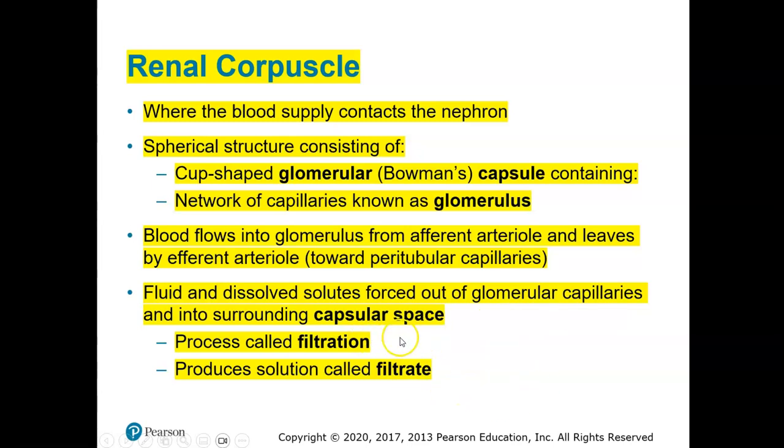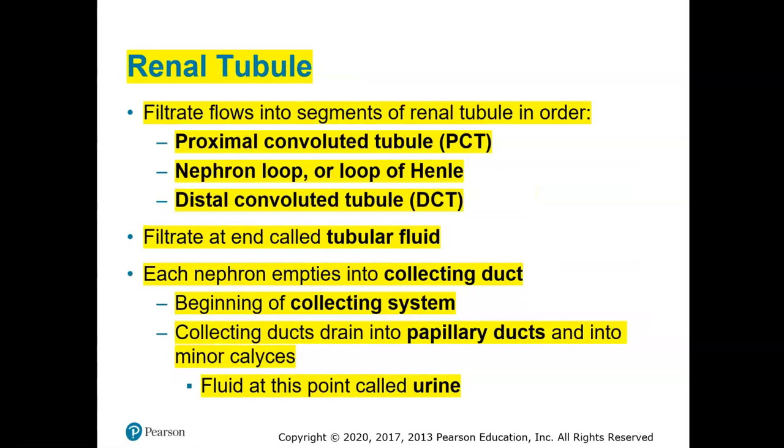The only other thing I just want to say is the process that occurs in the renal corpuscle is called filtration. And the fluid that's produced that collects in the glomerular capsule is called filtrate. It's not called urine yet because it's not been concentrated enough and it's not been adjusted. It's just called filtrate. Now, the filtrate flows into the renal tubule, starting with the PCT, then the nephron loop, then the DCT. At the end, you call it tubular fluid. When the filtrate has arrived at the DCT, it's called tubular fluid.